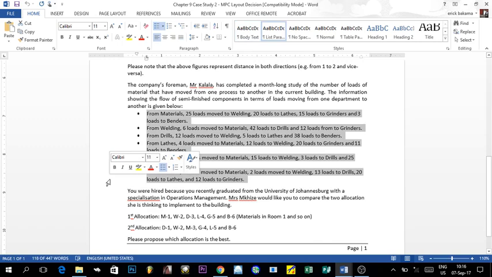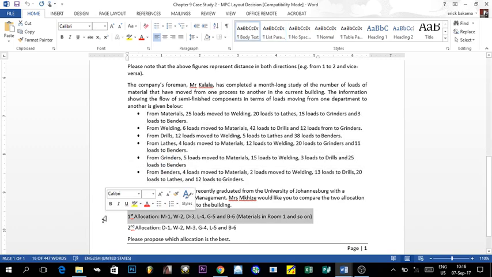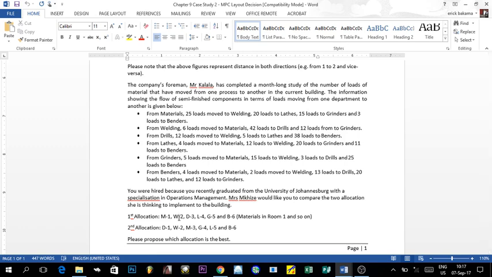These are the movement or the number of units that move from one department to another. Now it says that you are required, because you recently graduated from the University of Johannesburg with a specialization in operational management, Mrs. MPC would like you to compare 2 allocations she is thinking to implement in the building. So we have 2 allocations. The first allocation says that in room 1 we should allocate M, which stands for material. In room 2 we should allocate W, which stands for welding. Room 3 we have the drill. Room 4 we have the lathe. Room 5 we have the grinders, and room 6 we have the benders. This is the new allocation that is given.